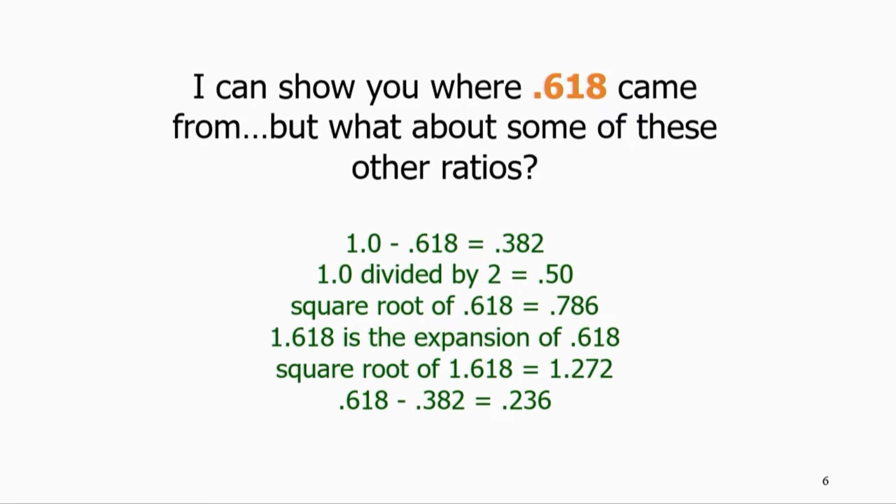You know where the 618 ratio came from, but what about some of the other ratios? 1.0 minus 618 is 382. 1 divided by 2 is 50%. The square root of 618 is 786. 1618 is the expansion of 618. The square root of 1618 is 1272. And 618 minus 382 is 236. So they're all related mathematically, but the main ratio is the golden ratio.